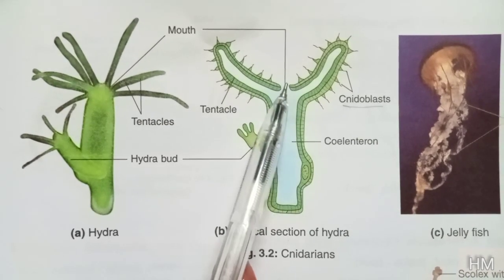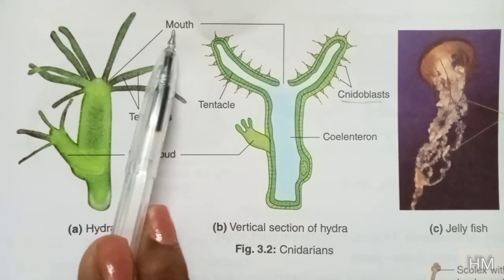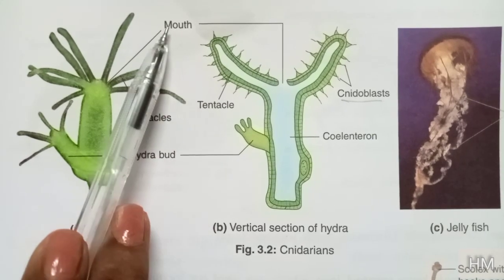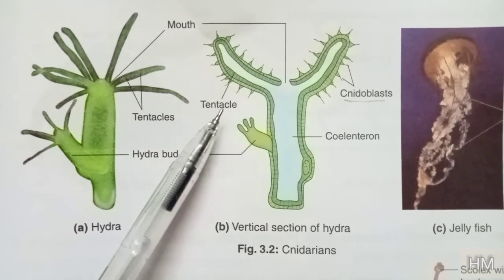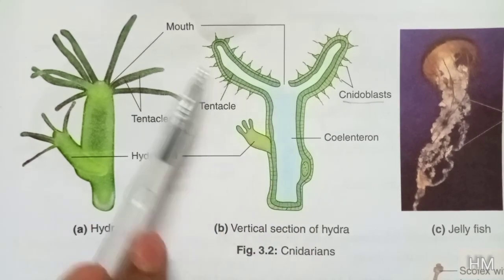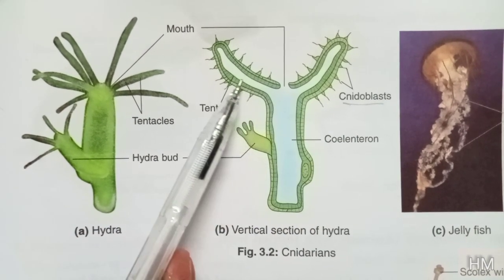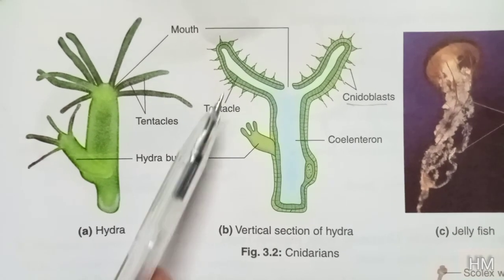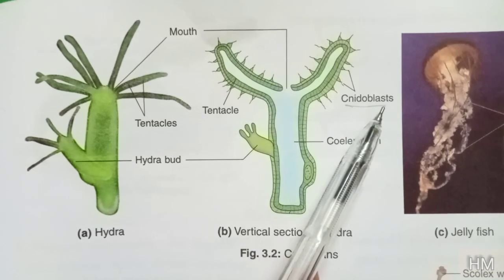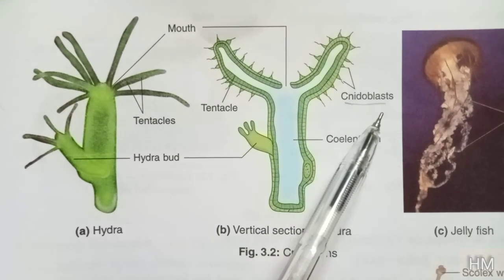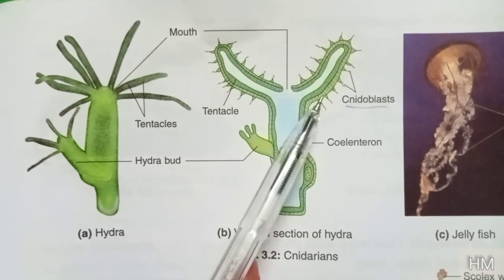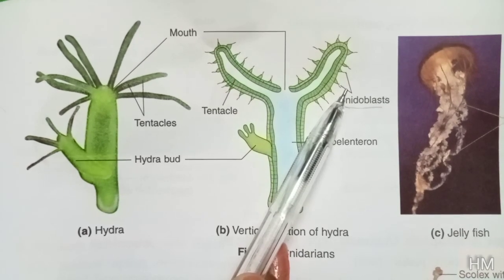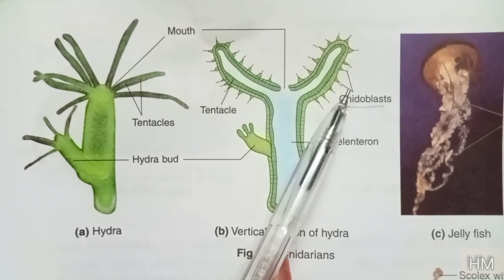They have only one opening, that is what we call the mouth. So water basically comes in and goes out through only one opening, that is the mouth. The mouth itself is surrounded by a number of finger-like projections, if you observe, called what? Tentacles. The tentacles carry cells called nidoblasts. These cells are basically called stinging cells. Now what are the functions of these stinging cells? Basically they help in defense as well as in catching the food.